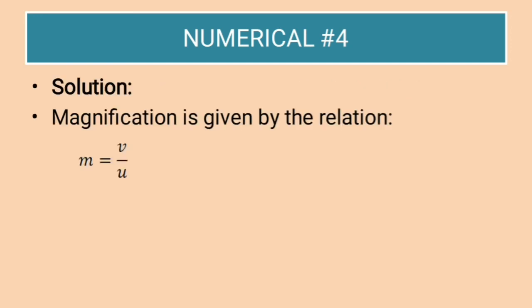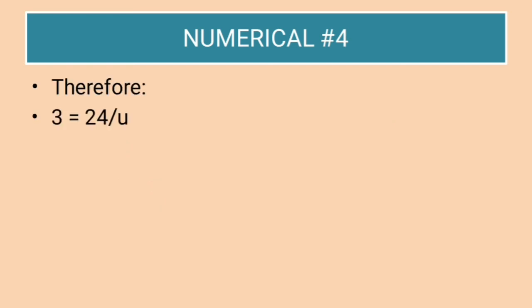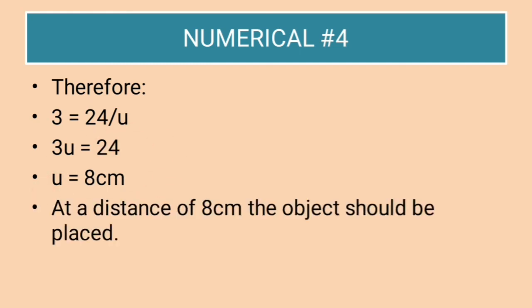Now magnification, as we all know, is V upon U, image distance upon object distance. Magnification is given as 3, and image distance is also given, 24 centimeter. So what we have to do here is very simple. You have to simply plug in the values of magnification and image distance and find out the object distance, that is U. So in this case, it will be 3 is equal to 24 upon U, or you can write U is equal to 24 upon 3, which will give you 8 centimeters. So the object distance is 8 centimeter in this case.